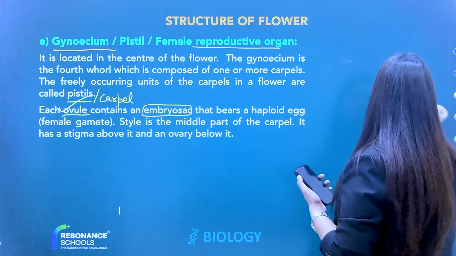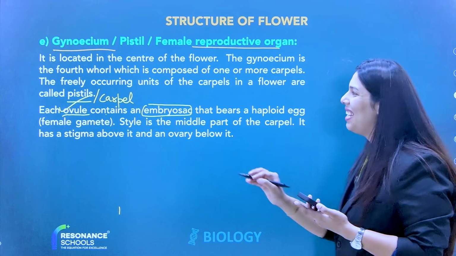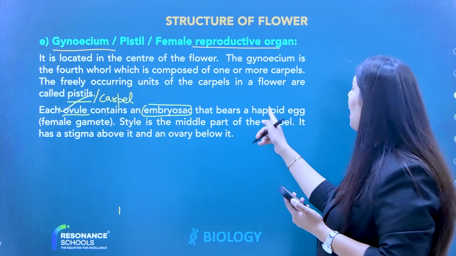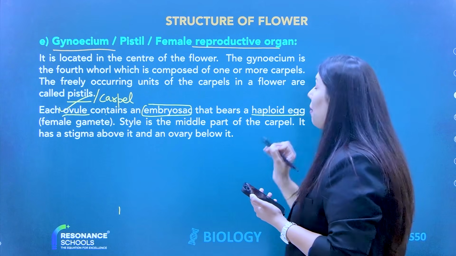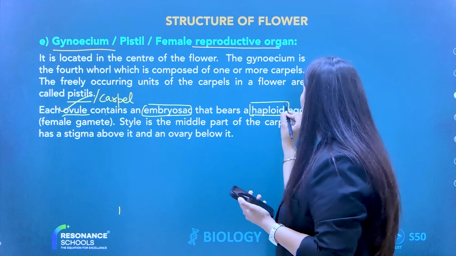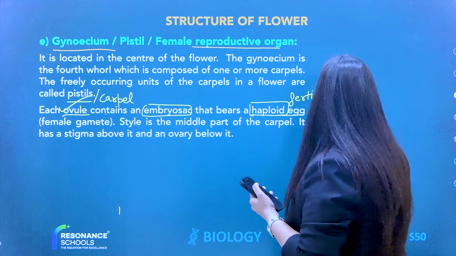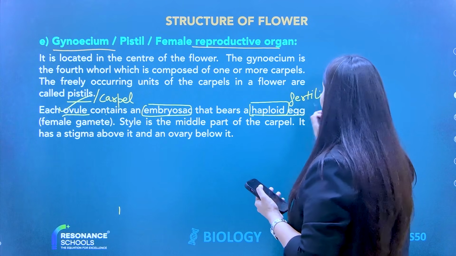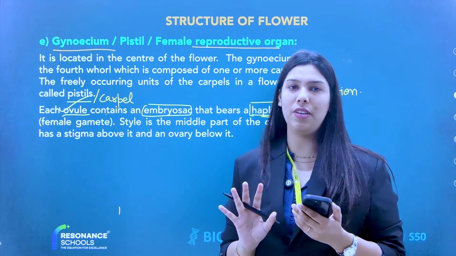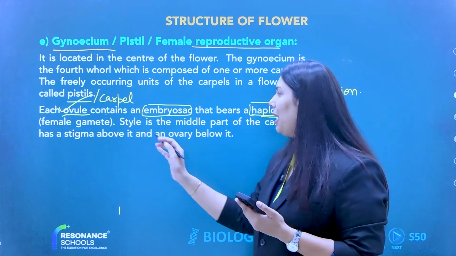In biology, there are many fancy terminologies, and this is one amongst them. Each ovule contains an embryo sac that bears a haploid egg. What is haploid? I will explain that with the topic of fertilization. By that time, just understand that there is some terminology which is haploid, some haploid structure. This is known as the female gamete.